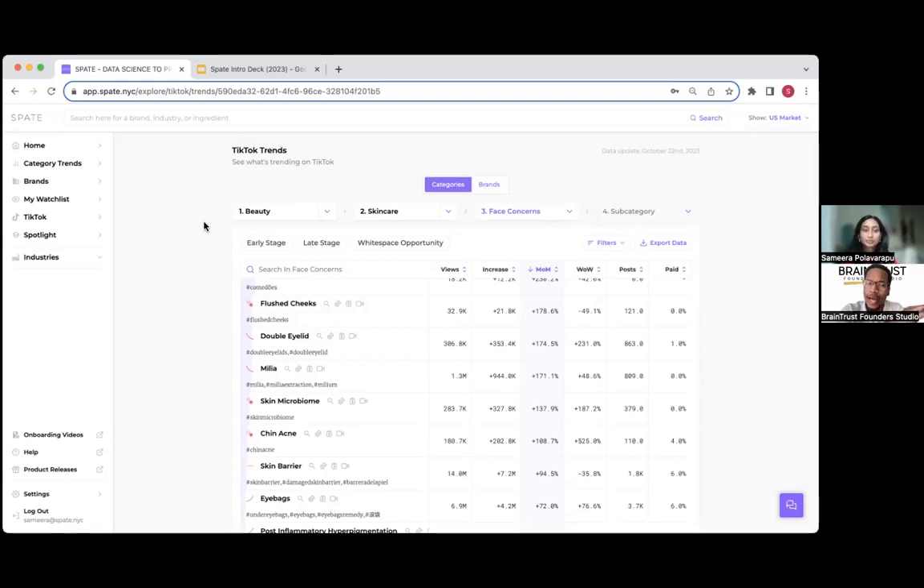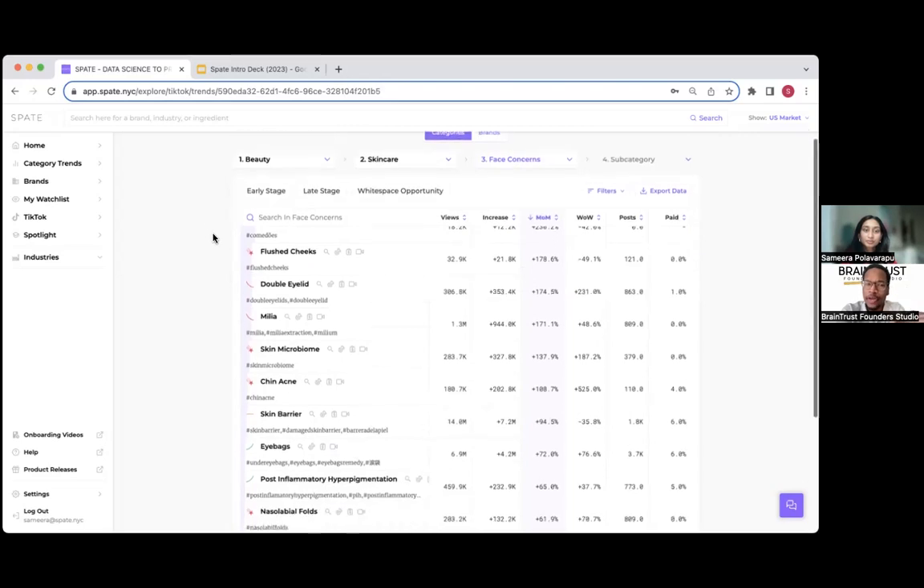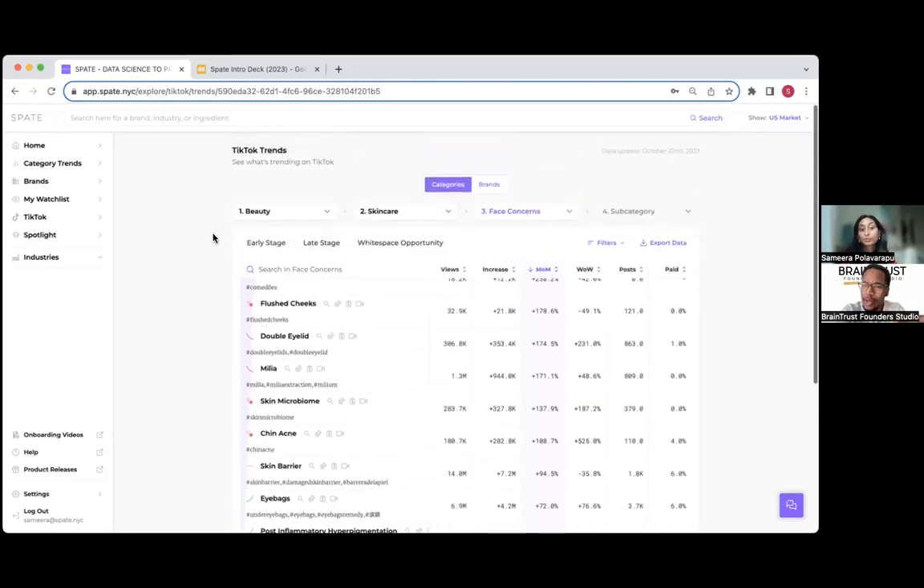Got it. And a quick aside, does Spate also track Instagram and Facebook as well?